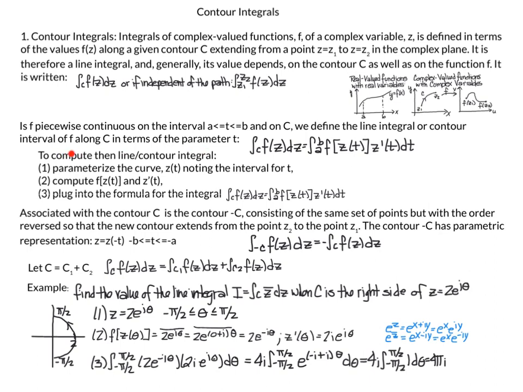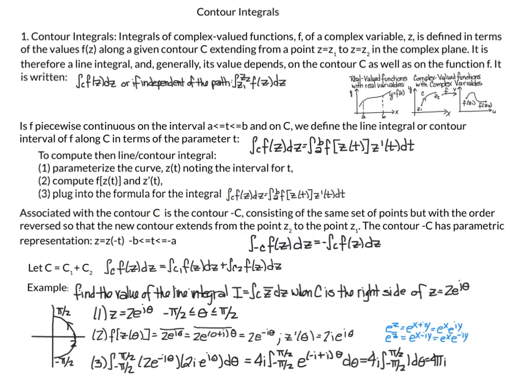So the three steps we need to compute this integral are, first, to parameterize the curve z of t, noting the interval for z of t. In other words, t goes from a to b. The next is to compute f composed with z of t, so we plug our parameterization into the function f. And then we take the derivative of z of t, and we plug f of z of t and z prime of t into our equation.